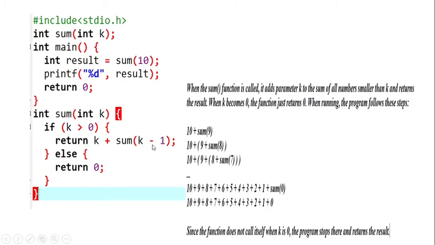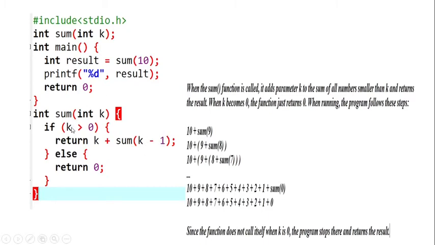It is decreasing by 1 every time, but the function call is still there. This you have to understand. Sum of k is nothing but k plus sum(k minus 1). This is linear recursion. Finally, when k will be 1, it will be 1 plus sum(1 minus 1), which is sum(0).